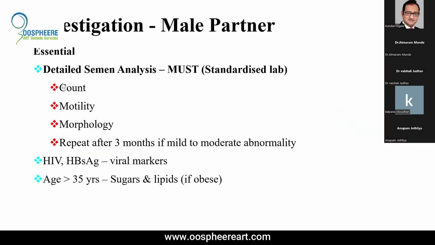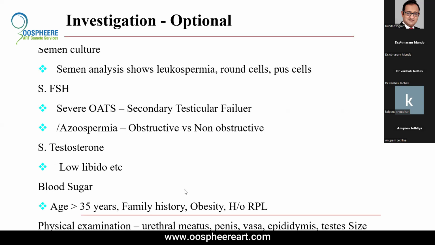So as I told you, count, motility, morphology. I request everybody to do viral markers before you attempt any procedure like IUI, because it is very important for your staff safety and for your medico-legal safety. Because once you do 3 IUIs and then before IVF you do HIV and if found to be positive, then he can say that it's because of your IUI that this infection has happened. Age more than 35, sugars are a must. According to me, sugars, blood pressure and lipid profile have to be done.